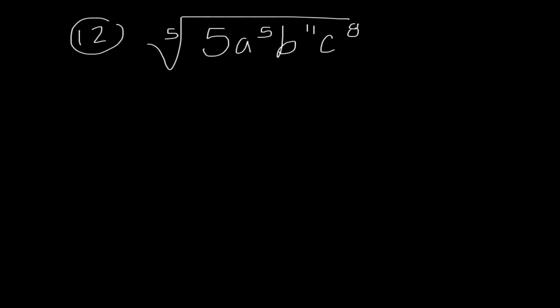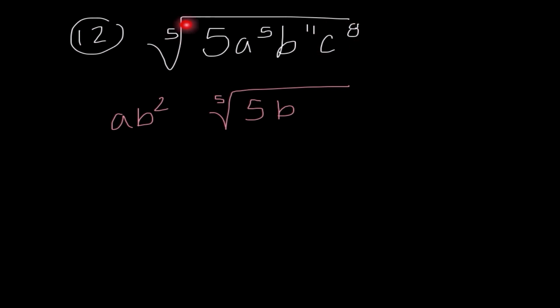Final problem of our lecture, same idea, except this time I have a 5th root. Okay, so if I'm starting with 5, there's actually nothing I can do, so I have the 5th root of 5. A to the 5th, how many groups of 5 do we have? Well, we have 1, so I'm going to write an a out in front. B to the 11th, how many groups of 5 do I have? I have 2 groups of 5, and I have 1 left over.